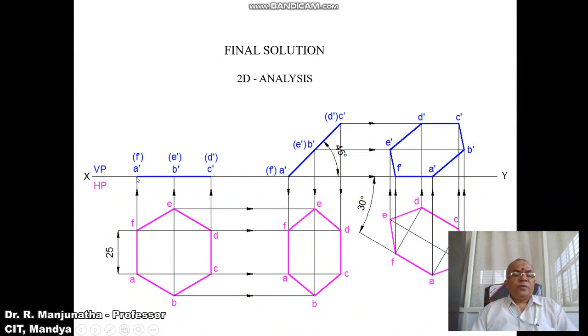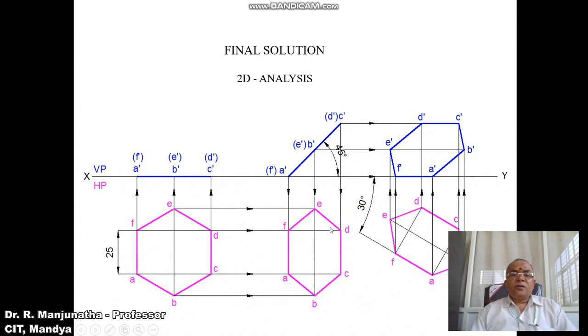Similarly, you measure the distance from A dash to C dash from the first position and transfer it from A dash to C dash on the 45 degree line. Cut an arc on the 45 degree line to get the point of C dash and D dash in brackets. Then join A dash to C dash with a dark line.